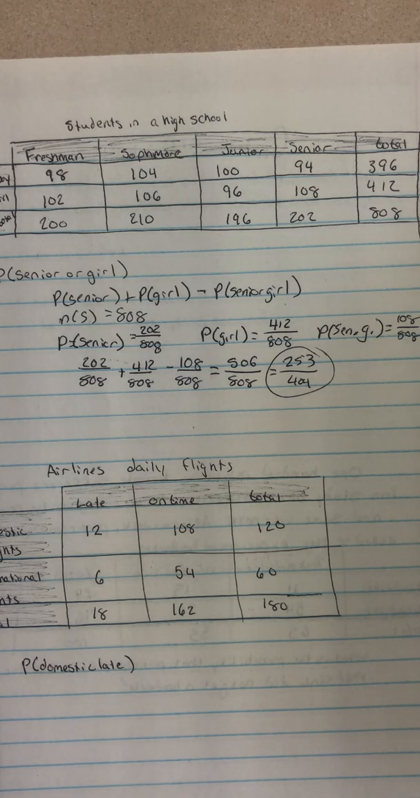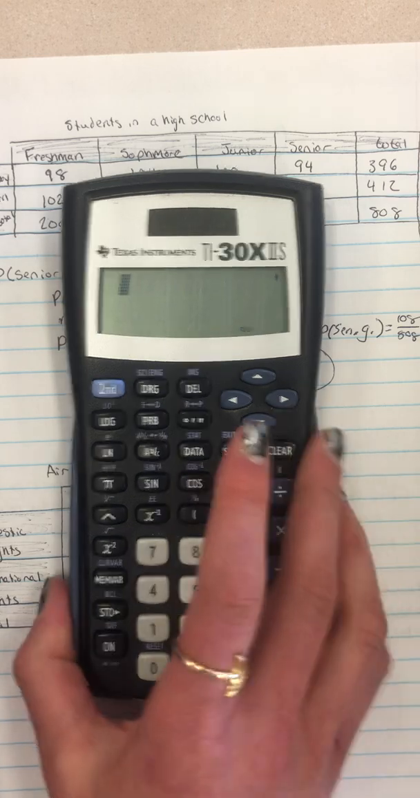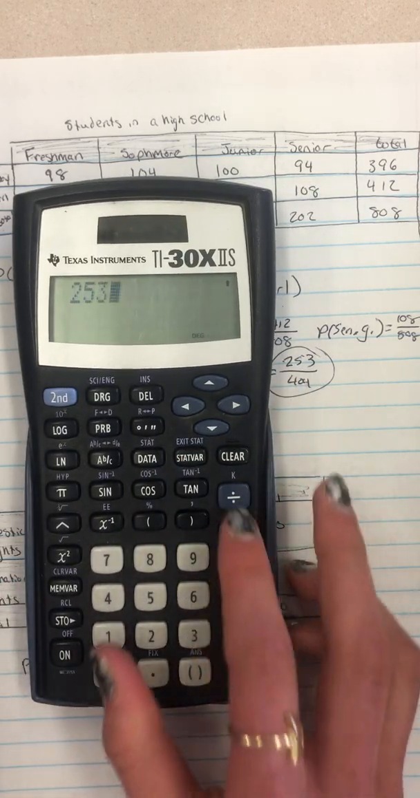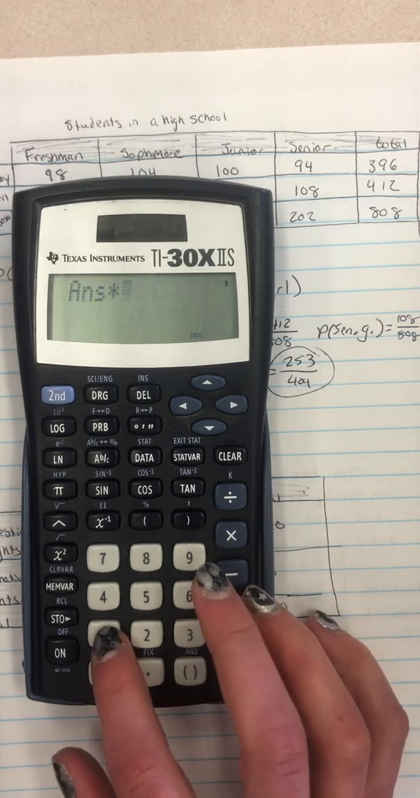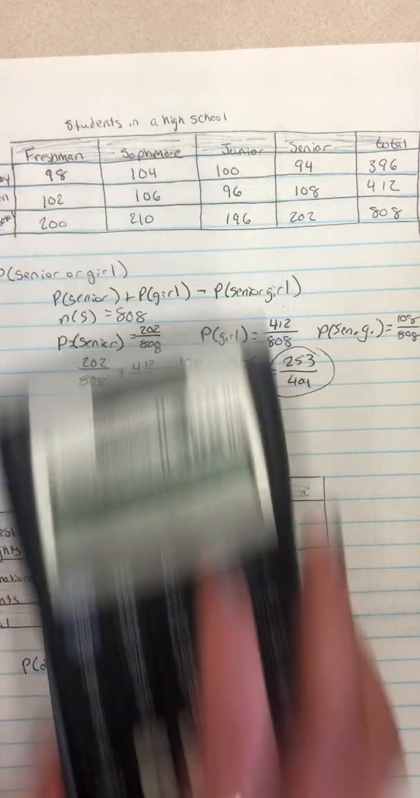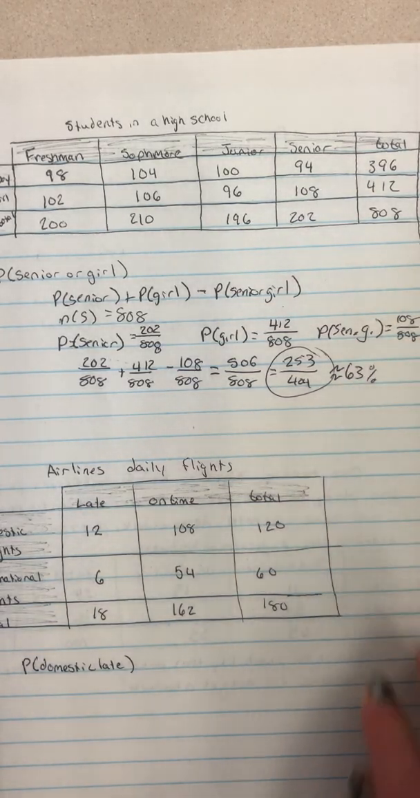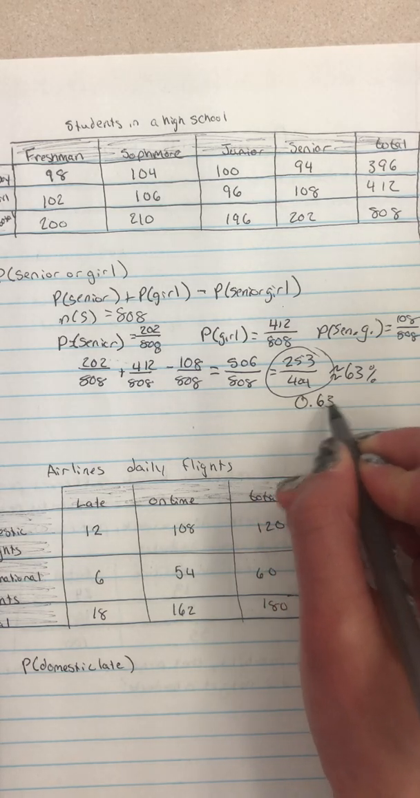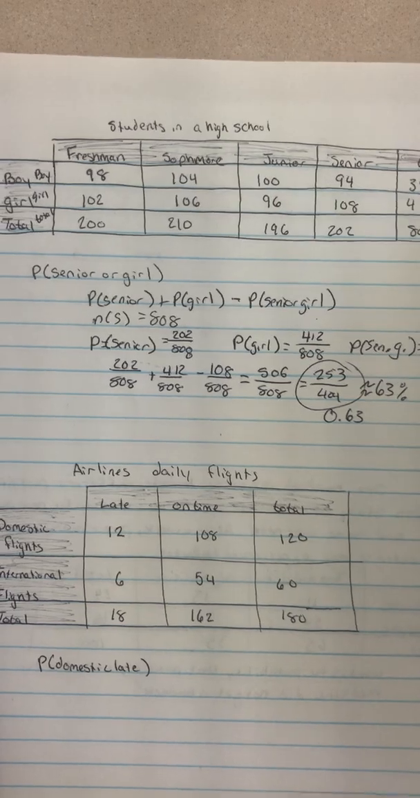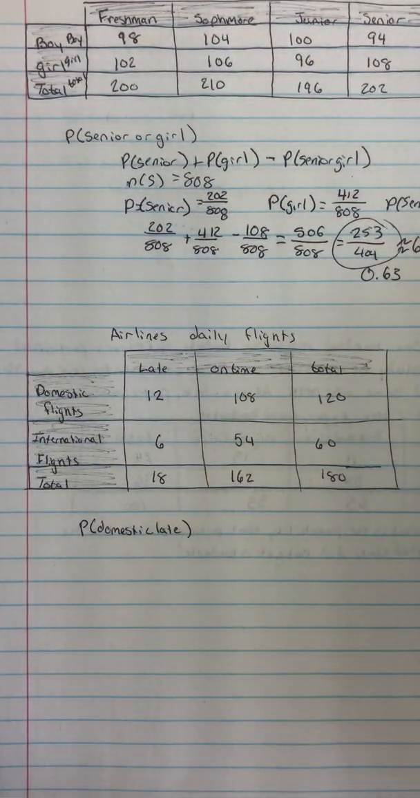It's over half. If you want to find out what percentage that is, we're going to take our calculator and find the percentage for this one. So we're going to do 253 divided by 404, multiply that by 100. It's about 63%, or if you want to do another probability, you can do 0.63, rounded to the nearest hundredth. That is how you would find the probability for that one.